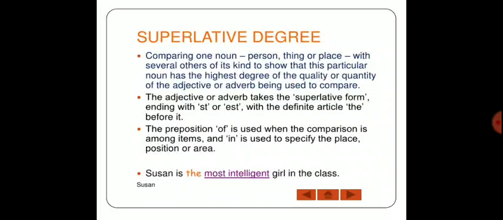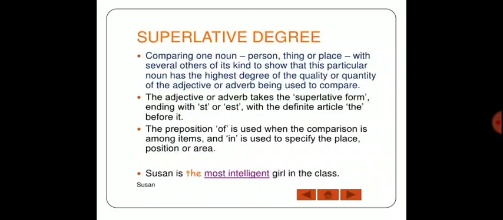Comparing one noun, person or thing with several others of its kind to show that this particular noun has the highest degree of the quality or quantity of the adjective or adverb being used to compare. The adjective or adverb takes the superlative form ending with -st or -est. So fast, faster, fastest. Hot, hotter, hottest. With the definite article the before it. The preposition of is used when the comparison is among items, and in is used to specify the place, position or area. Susan is the most intelligent girl in the class.